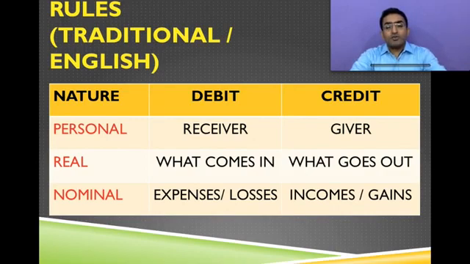Now, if you talk about the rules of debit and credit, remember, they have two different approaches. One is traditional, which you are seeing right now. There are three types of accounts: real, personal and nominal. Personal account, that means relating to a person: if he is receiving something, debit; if he is giving away something, credit. Real account, assets: if the value is increasing, debit; if the value is decreasing, credit. Whereas for nominal accounts, expenses and losses are always debit, incomes and gains are always credit.